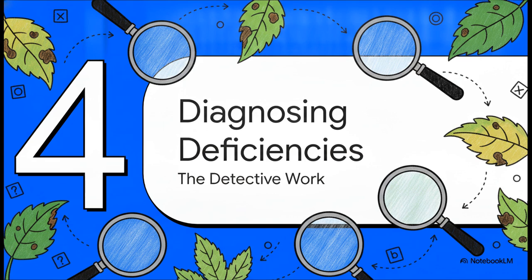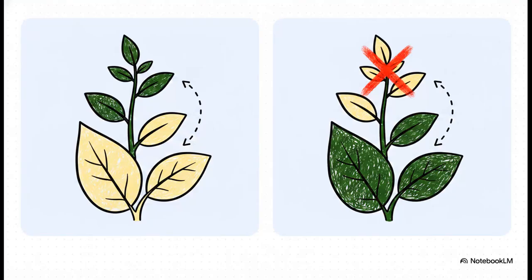All right, let's jump into Section 4, the detective work of diagnosing deficiencies. This is where we get to play plant detective. Diagnosing a plant is really all about reading the visual clues on its leaves. And your very first major clue is mobility. Mobile elements like nitrogen, potassium, and phosphorus can easily be moved around inside the plant. So when supplies run low in the soil, the plant selfishly salvages those nutrients from the older, mature leaves to feed its new growth. Because of this, symptoms are going to appear in the older leaves first.